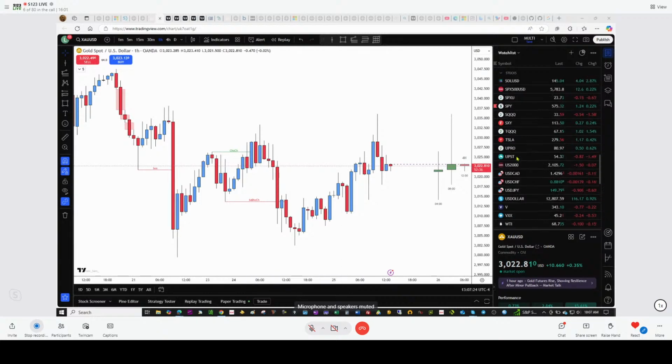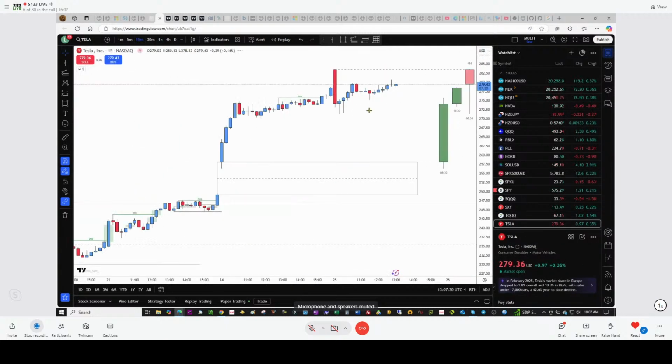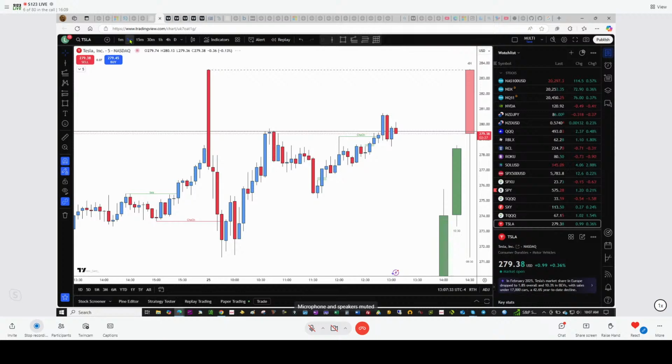All right. So back to Tesla. So Tesla, go down to the 15, lower on the 5. So looking, like I say, pretty good for a possible turnaround at this point, or a more continuation. But it's looking like it wants to turn. Let's see how the NAS looks.